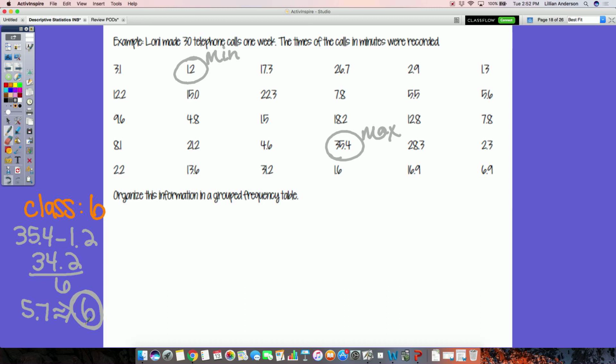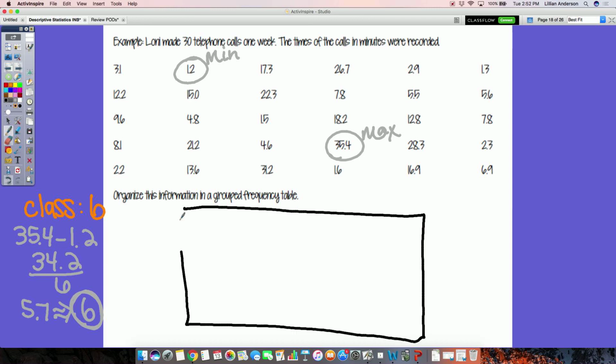So now we've got to create our table. What did you put at the bottom of the class column in the one before? You put total.